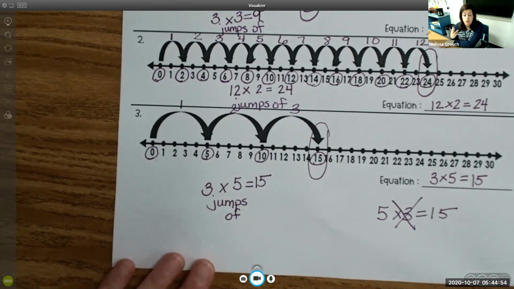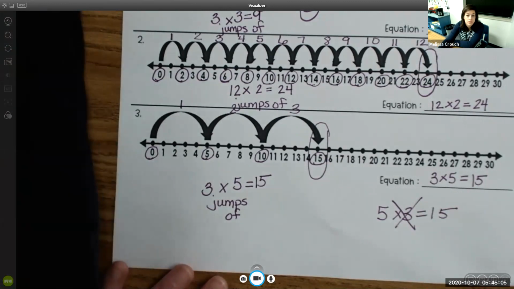Okay, so that is what some of your problems are going to look like. Make sure you take your time looking at each one of them. All right, go ahead and get started.